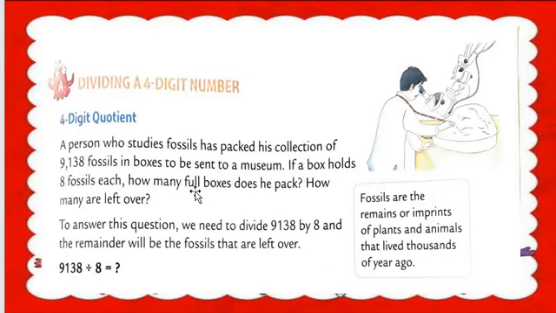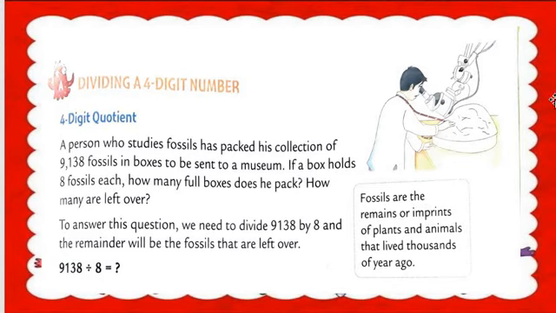We have to find how many full boxes he has, and then we have to find how many are left over. The leftover we find by the remainder. And one more thing here: fossils are the remains or imprints, similar words, imprints of plants and animals that lived thousands of years ago. Understood all of you? Now let's check how we can do it.